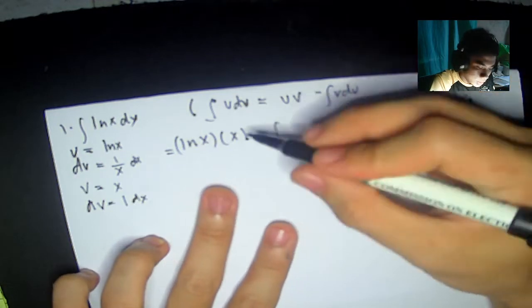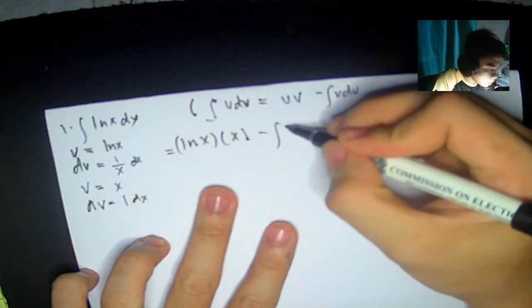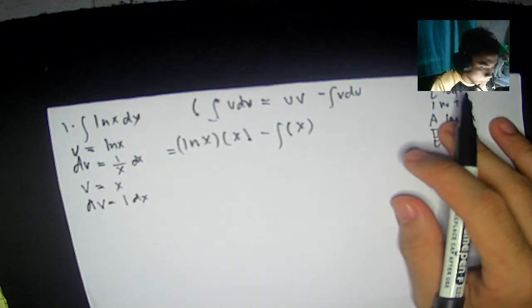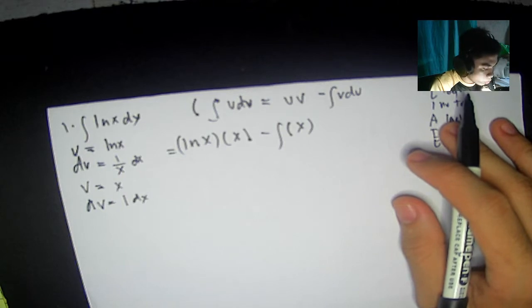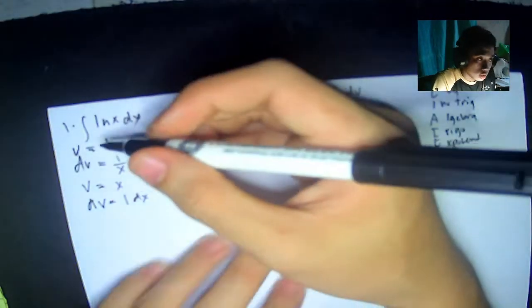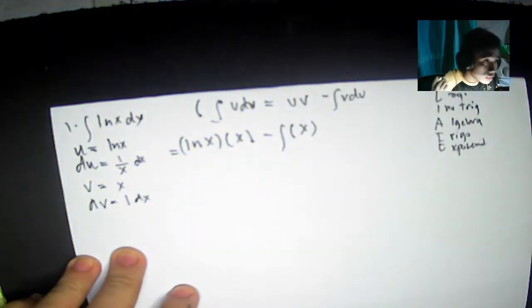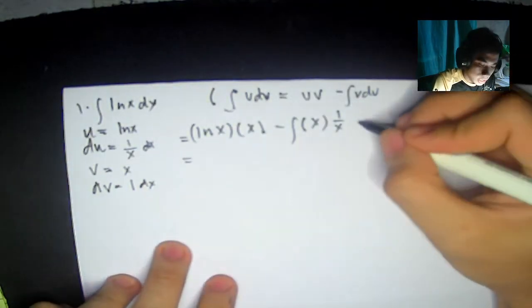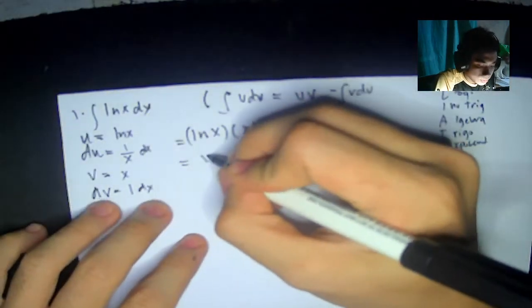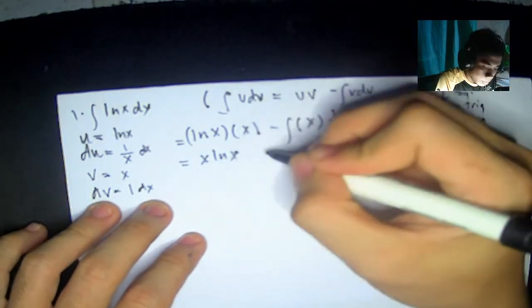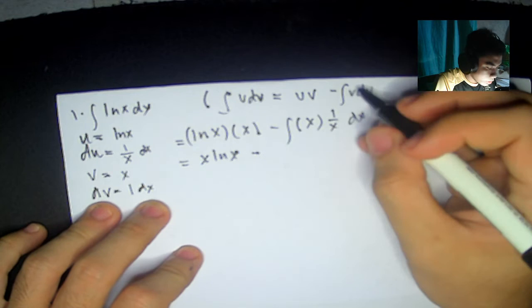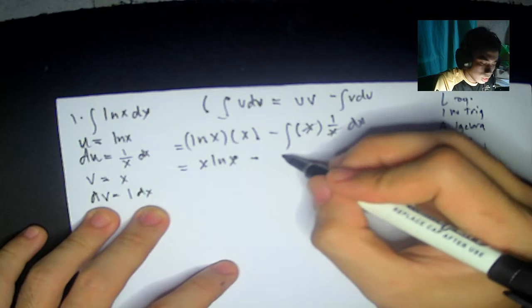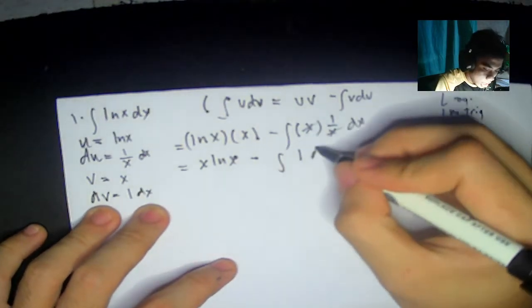So what is our v? V is x. So when we have v x and our du, what is our du? I'll just indicate this u. So our du is 1 over x. So let's simplify. We'll have dx here. So x ln x minus what we have here. In this case, you can just cross this out. So you'll have integral of 1 dx.